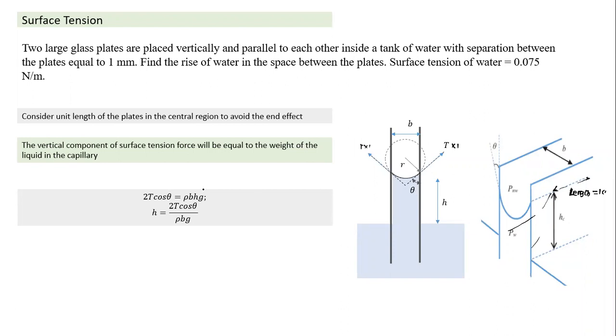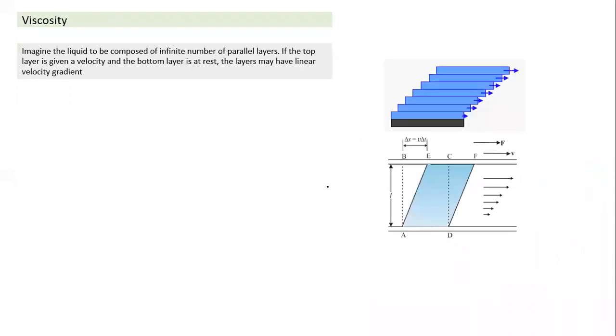What is the weight? Weight is density into volume. What is the volume? Cross section into the depth here. Cross section is B into H, and depth is 1 unit, into g, and we get this expression here. So that's the capillary rise in case of parallel plates. And again, I think it's so simple. I don't suggest that anybody needs to memorize this one. Okay, so that is all about surface tension.